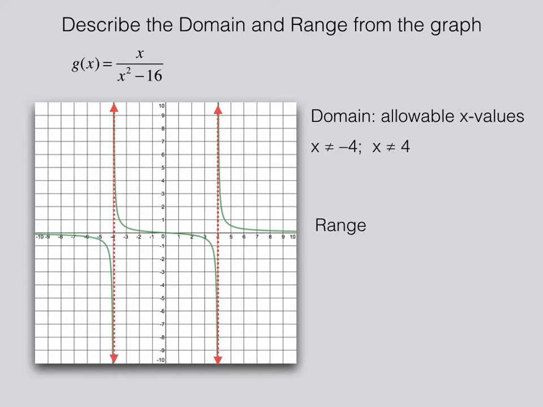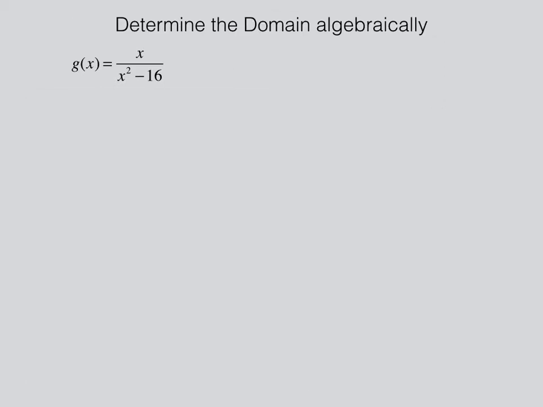Now the range are my allowable y values. You can see that this curve will head toward positive infinity and negative infinity. There's no y value that this curve will not be associated with. So my range is all real numbers. Now typically it's the domain that we're most interested in. So let's solve this same problem, but without looking at the graph. We'll solve it algebraically.